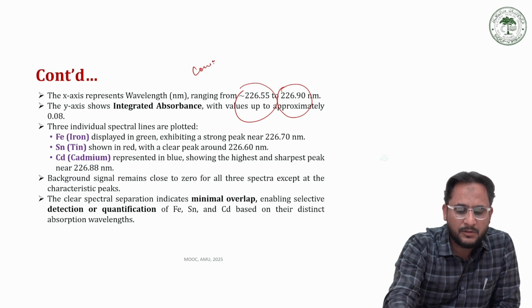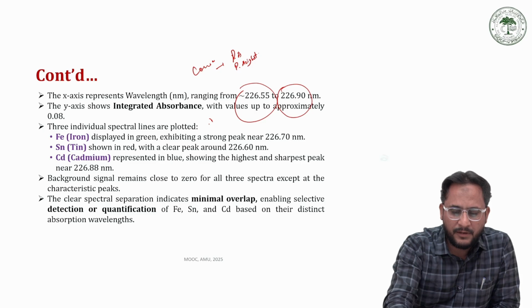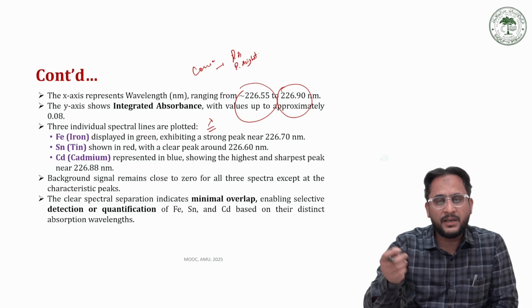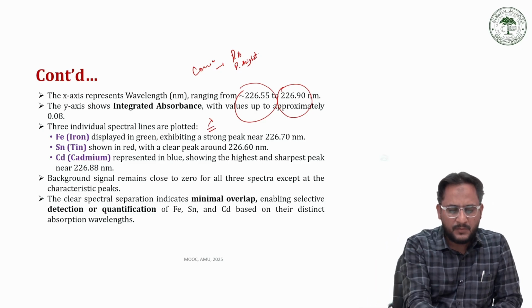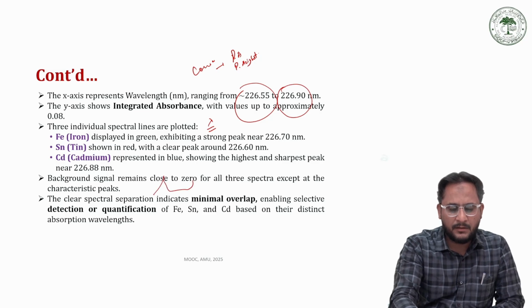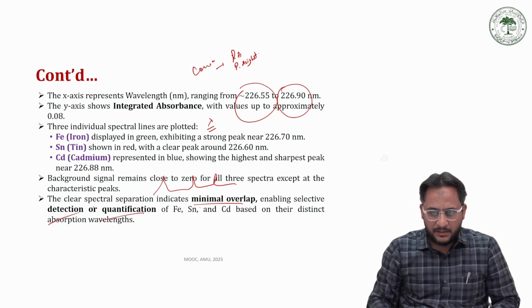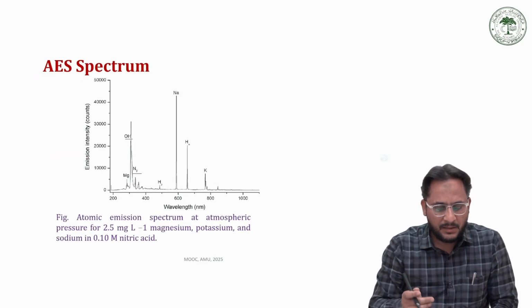So concentration, or the quantitative analysis, is done by peak area or peak height, while the position of the peak on the x-axis, meaning the wavelength, is used to identify the type of sample. In the previous case, since the peaks are quite far from each other, there is no overlap and no complication in the analysis of the spectrum. This is an AES spectrum.